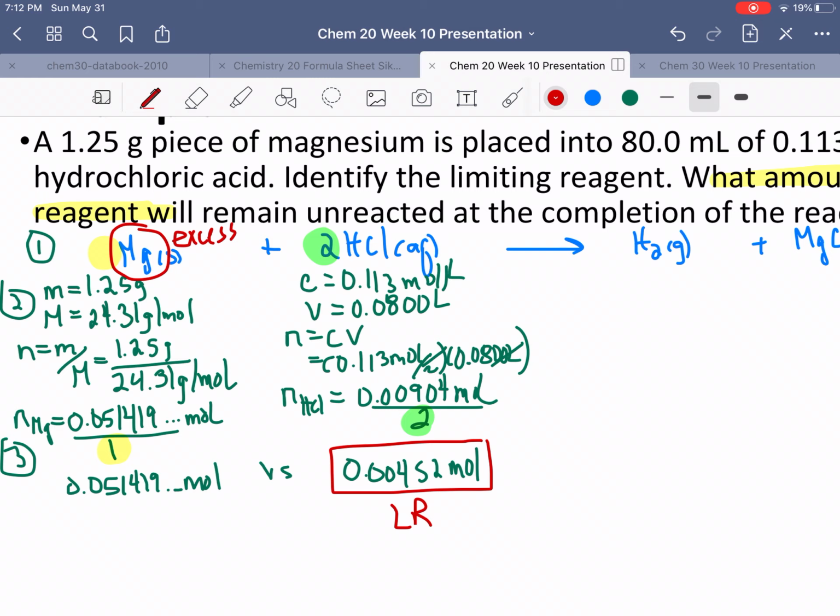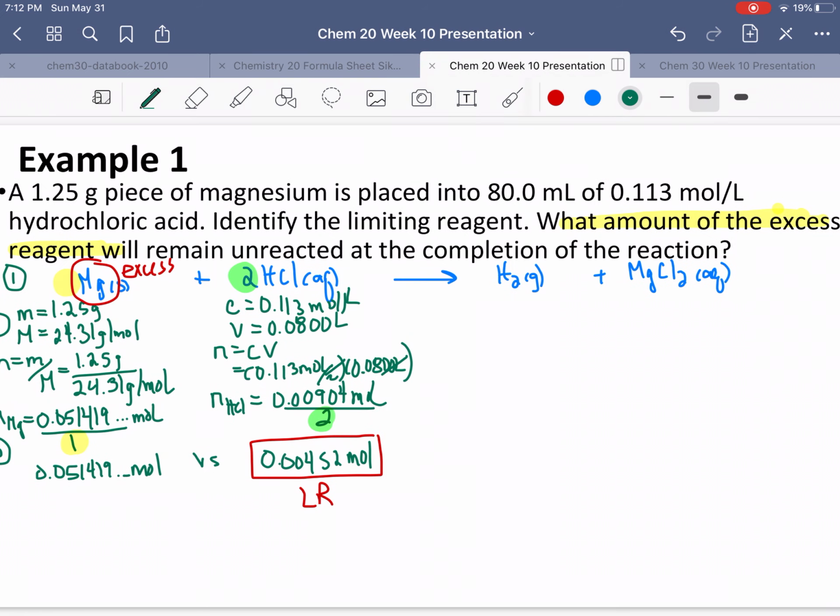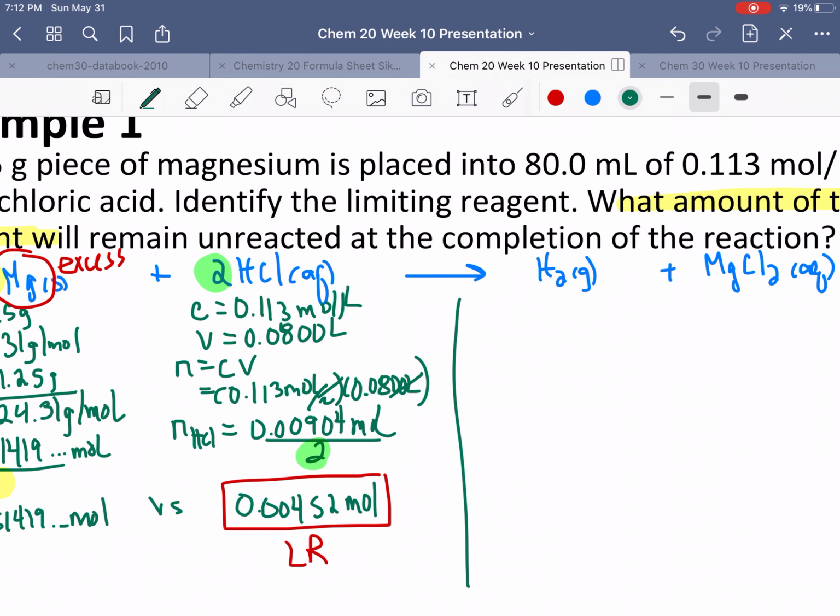Here's where things get interesting. Since the hydrochloric acid limits it, then it decides how much magnesium actually reacts. So the way we go about that is still with stoichiometry. We say, okay, let's compare the magnesium solid to the hydrochloric acid it reacts with. And the ratio between those two is 1 to 2, 1 mole to 2 moles.